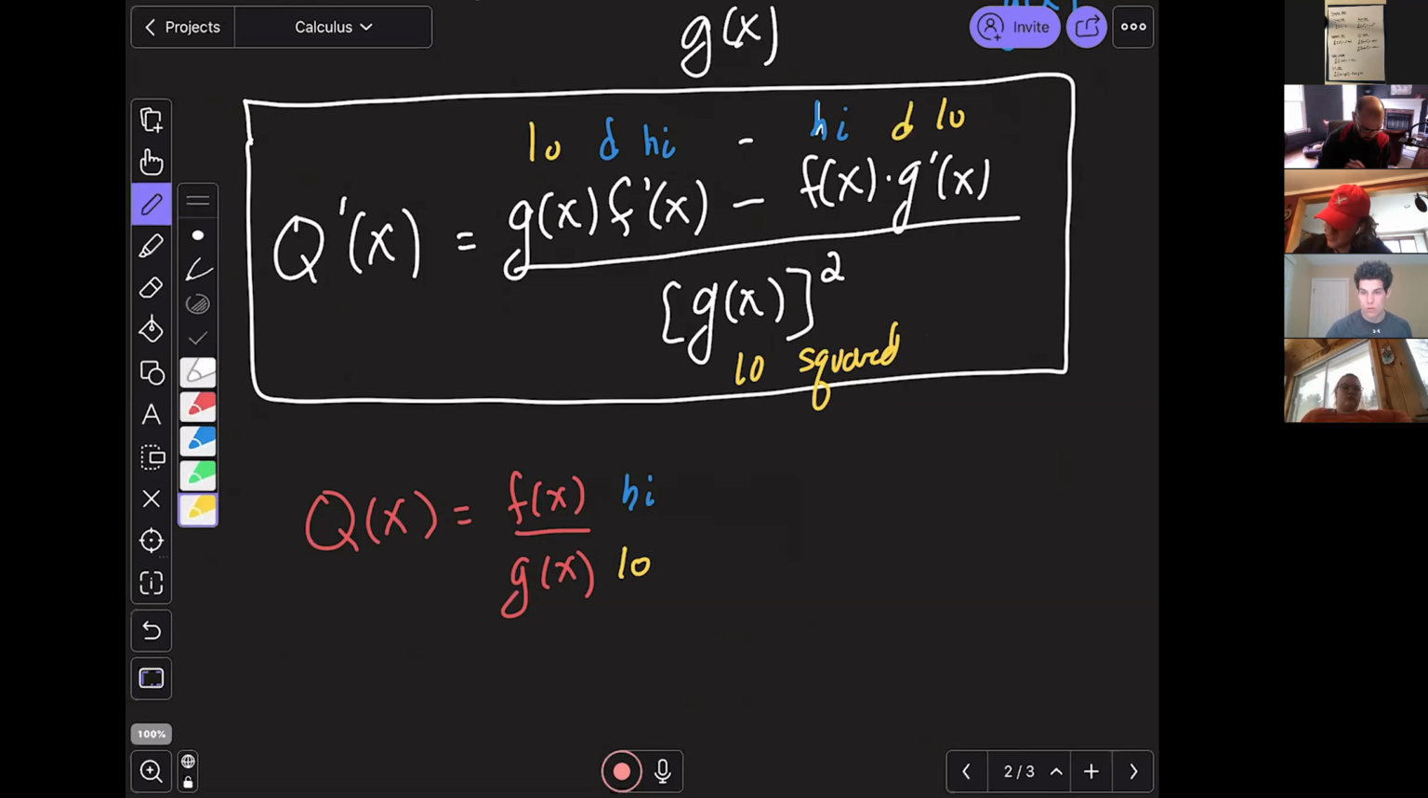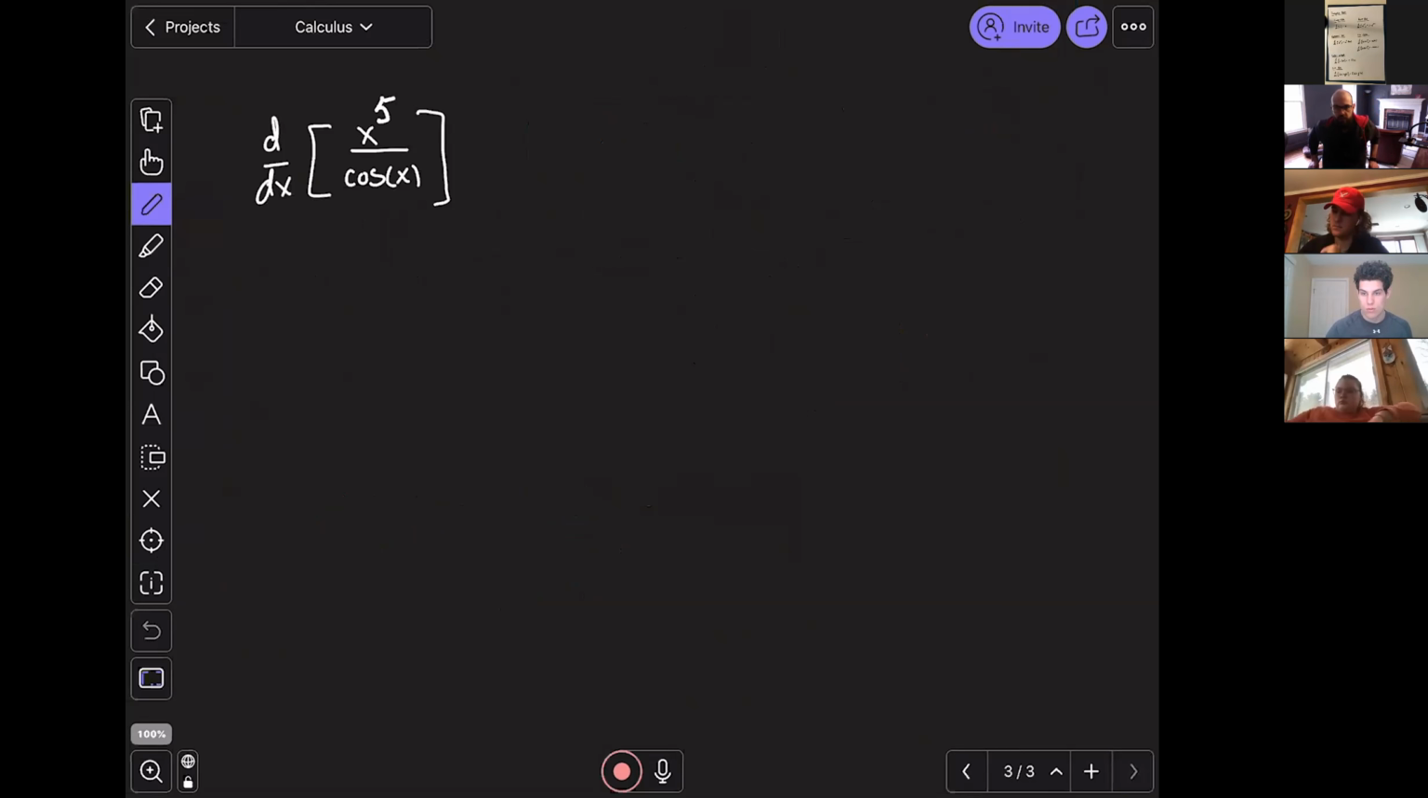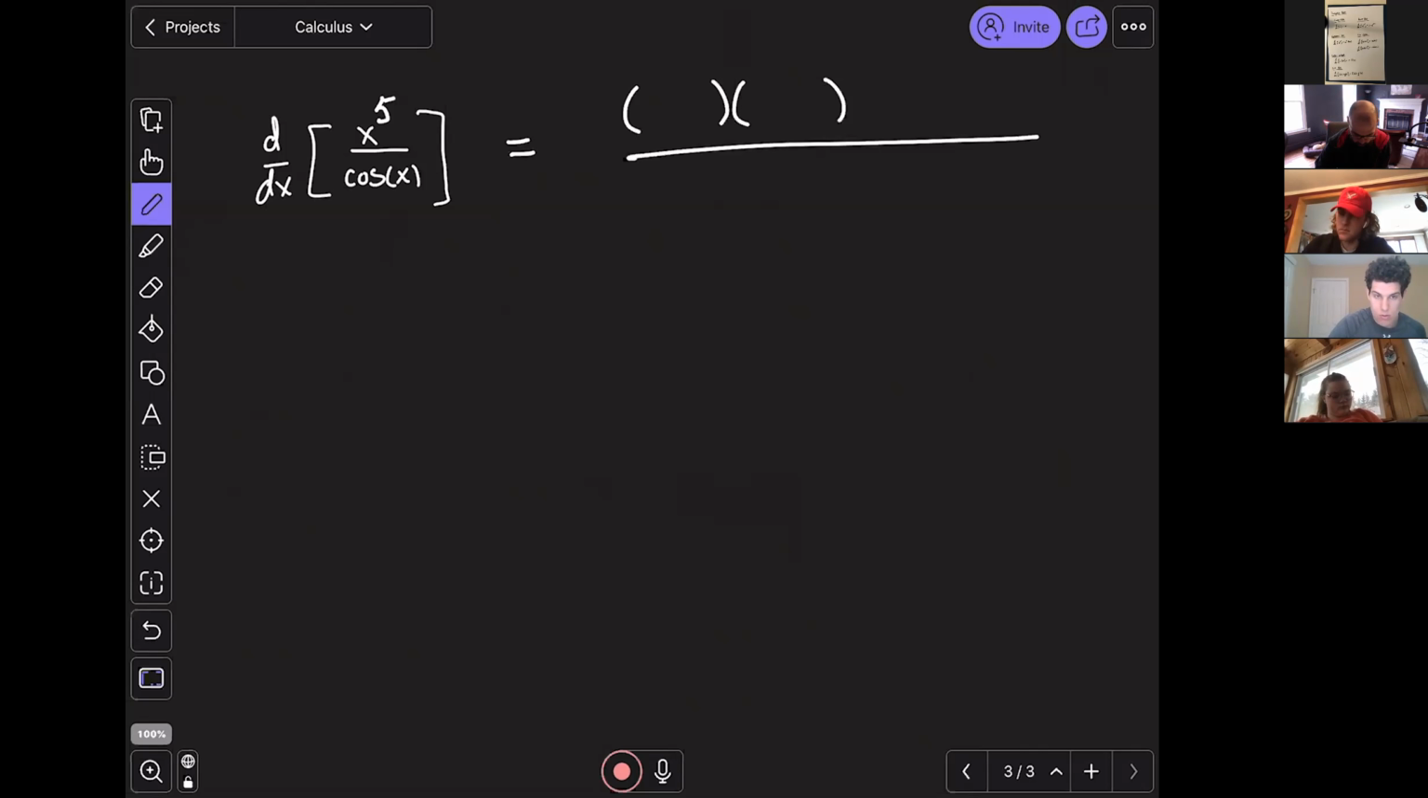Okay, so let's go ahead and try out an example. I have on this next slide a quotient, and I have two functions. My numerator is x to the 5th power, and my denominator is cosine of x. As I think about this, I think about it as a framework again. There's going to be 5 pieces.